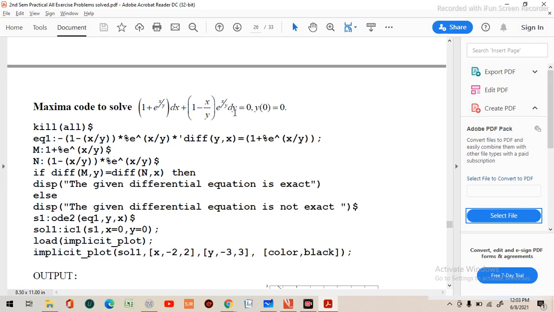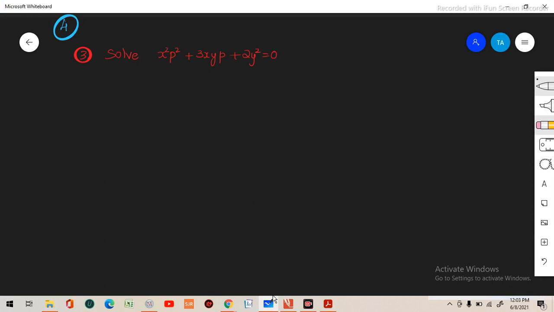1 plus 3 e power x by y into dx, plus 3 into e power x by y of bracket 1 minus x by y, bracket close, dy is equal to 0.